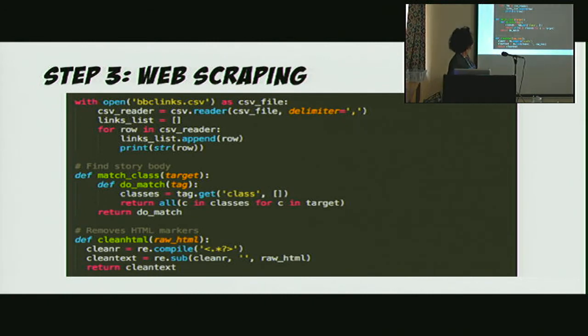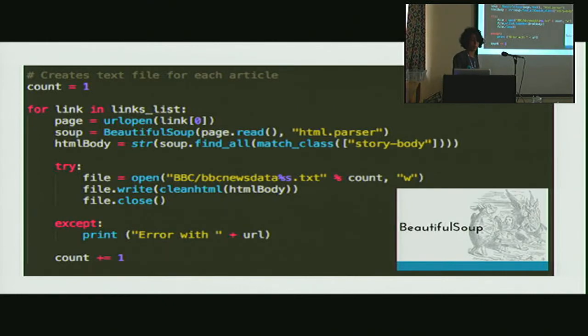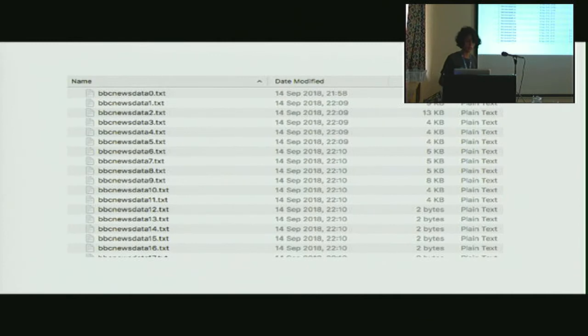So I opened all my links in, I wrote a little function to get the classes, I wrote a little function to clean up all the HTML markers, and this is my web scraping bit. You don't have to understand this code, this is just so you see sort of how much I use. It's not very much. So for every link, it opens the page. Beautiful Soup reads that page for me. It finds the story body class, opens up a file, writes the articles to the file, and eventually I get a nice folder with all my news articles that looks like this.